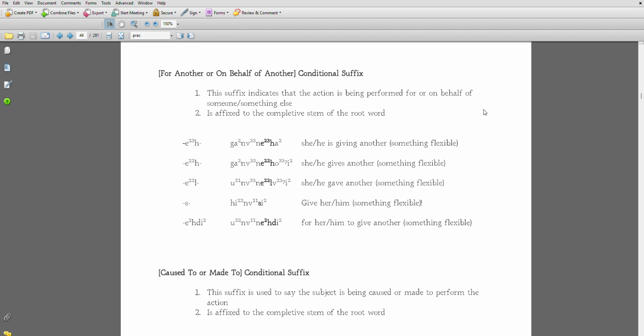Ganoneha. He or she is giving someone something flexible. Ganonehoi. He or she gives another something flexible. Unanelai. He or she gave another something flexible. Hinosi. Give her or him something flexible. And unoneti. For her or him to give another something flexible.